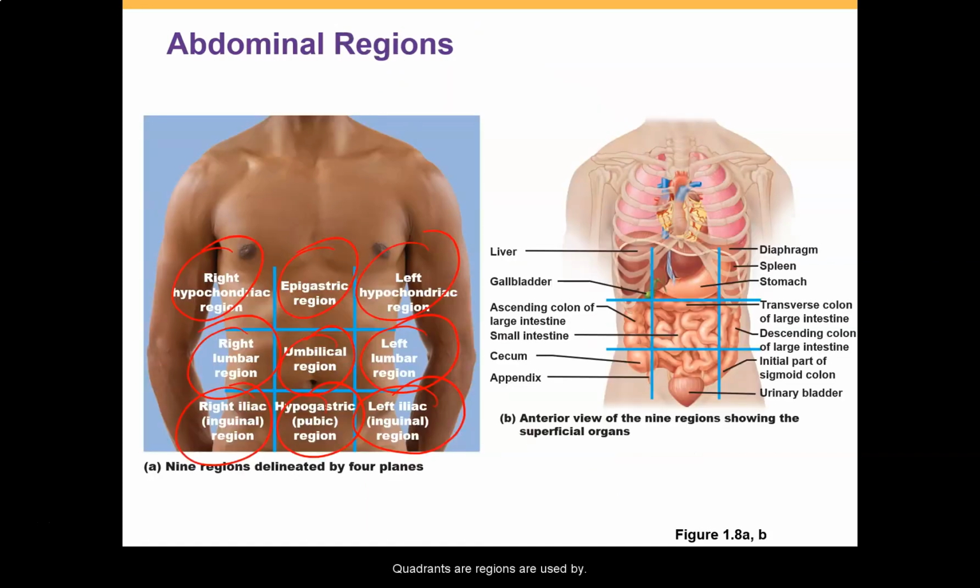But nevertheless, the abdomen is divided into quadrants or regions. Quadrants or regions are used by medical doctors to help describe where the patient, for example, may be experiencing pain. You're not going to say, well, 2 fingers to the left of the belly button and 5 fingers above. No, we'll just say it's in the left hypochondriac region.